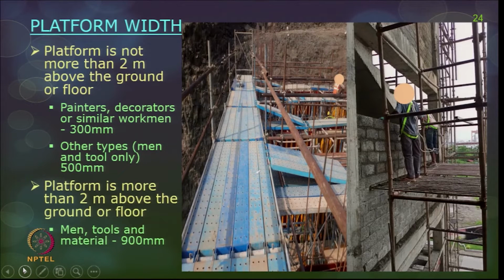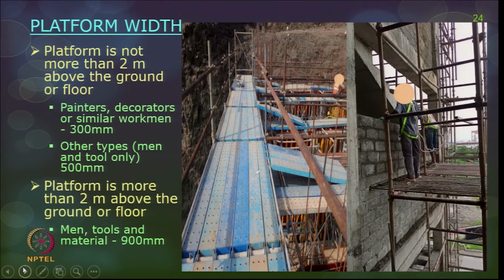Now, regarding platform width: if the platform width is not more than 2 meters, then it is primarily used for painters, decorators and other men and material also can use. For other men and material, the platform width should be 500 mm, and for painters and decorators, they need a platform width of 300 mm.